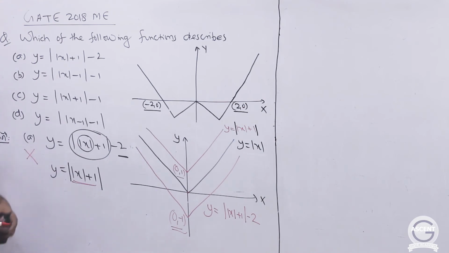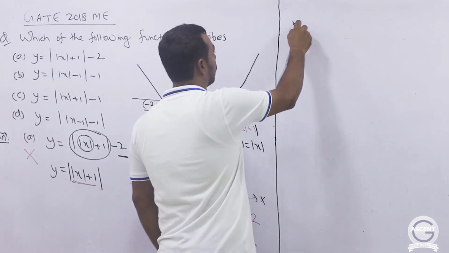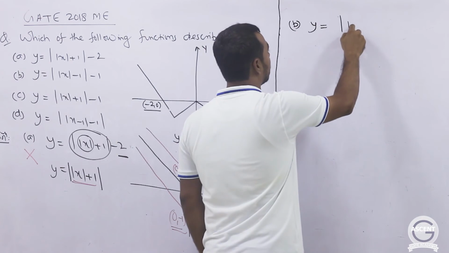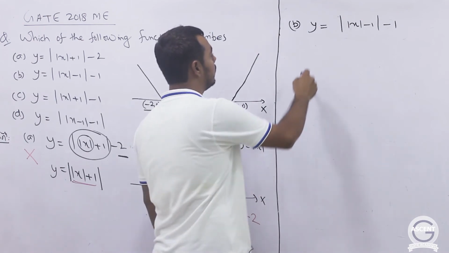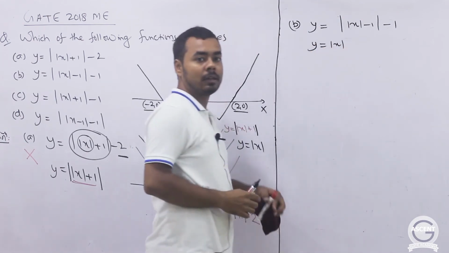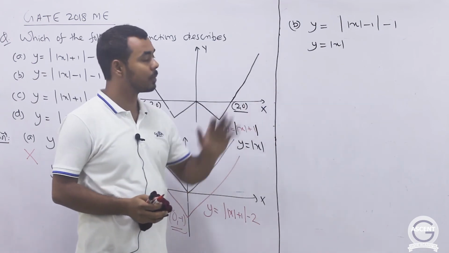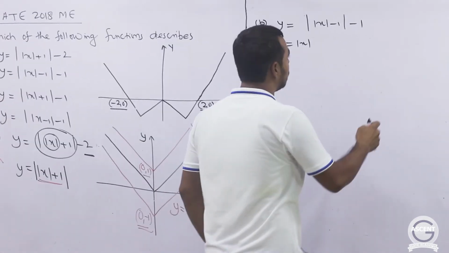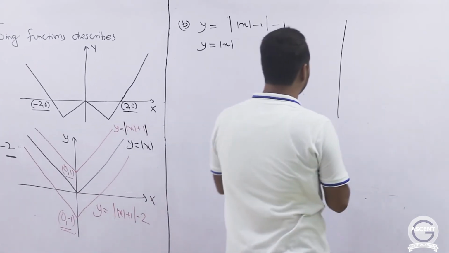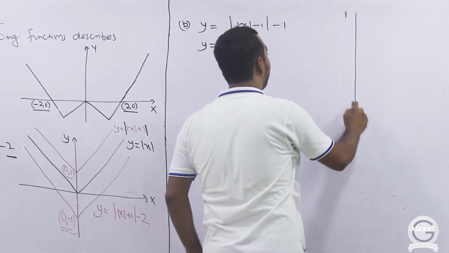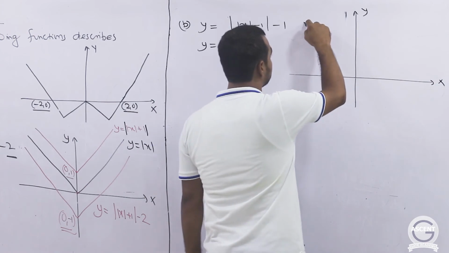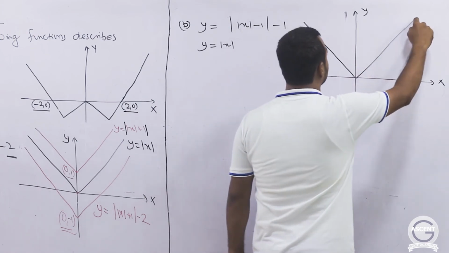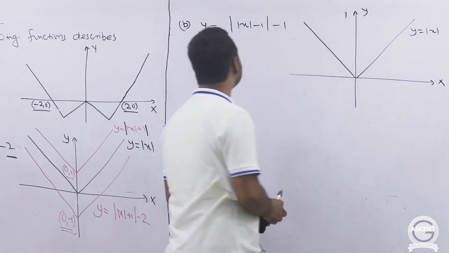Now we are going to see what the graph should be for option B. Again we have to go by the same basic rule. We need to draw the graph of the function mod of mod x minus 1, minus 1. First we'll start with the graph of the function y equals to mod x. Let me show you this graph. These are our coordinate axes. Now this is our graph of the function y equals to mod x.